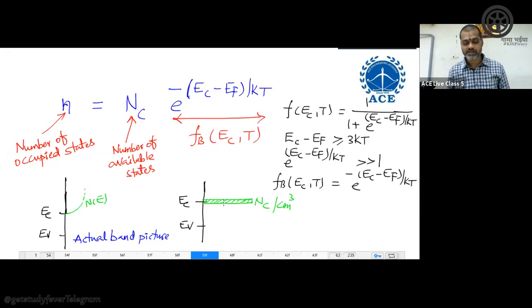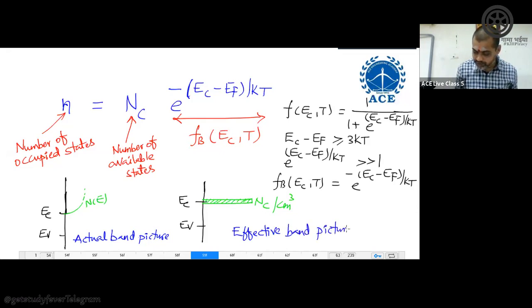It is a delta function. Area under this will give NC. What are the units? Per centimeter cube. So this is called the effective band picture. Hope I am clear. In a similar way, later on we are going to define a similar type of thing for the valence band also.